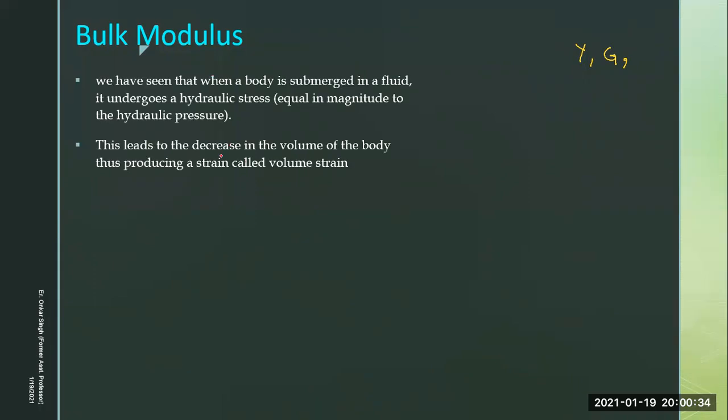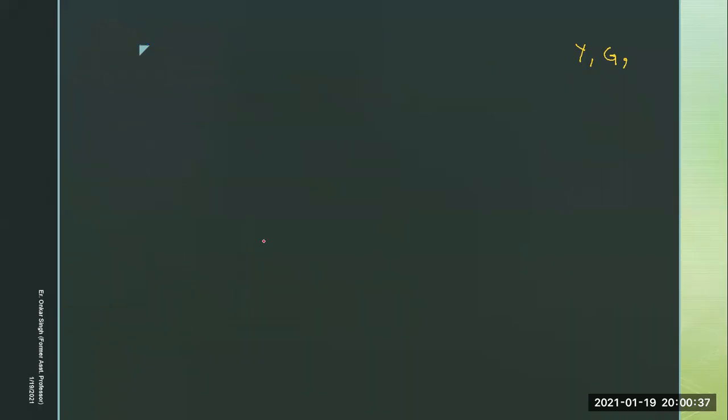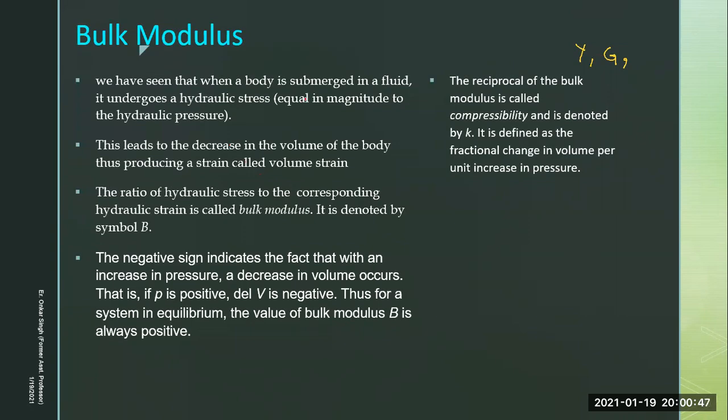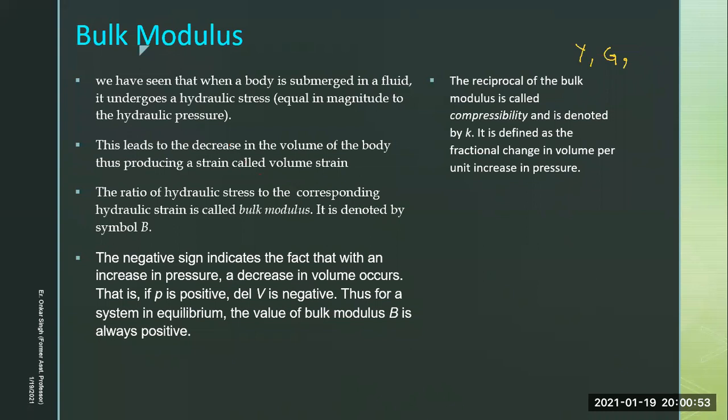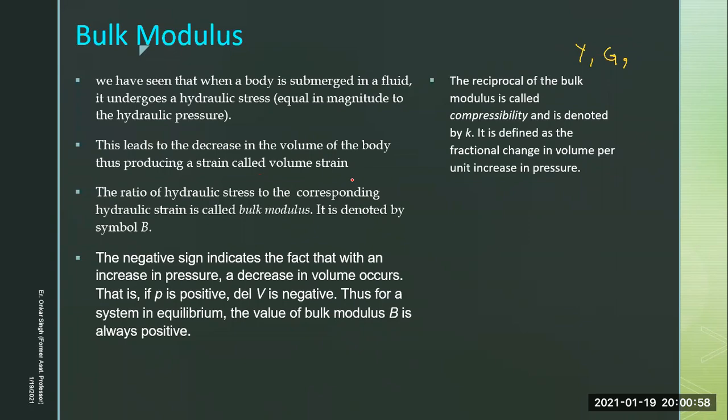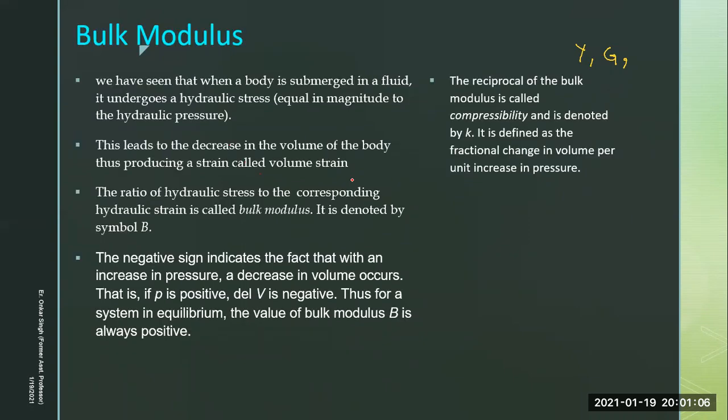Okay. So see that, students, bulk modulus is normally defined when there is a change in the volume. Once again, when there is change in the volume. So when a body is submerged in a fluid, it undergoes hydraulic stress. What is this hydraulic stress, students? It is equal in magnitude to the hydraulic pressure. So this leads to decrease in the volume of the body.